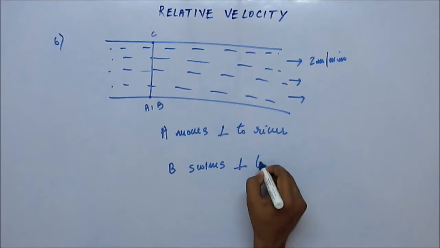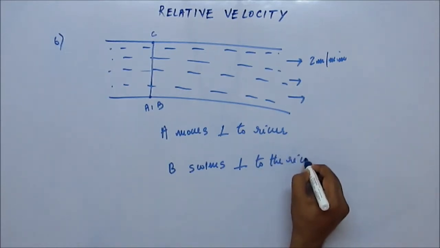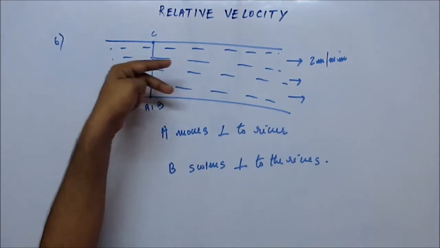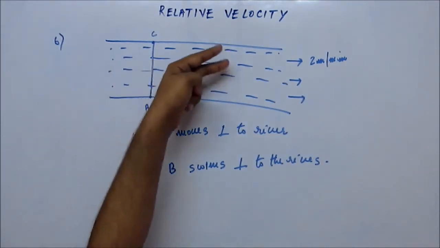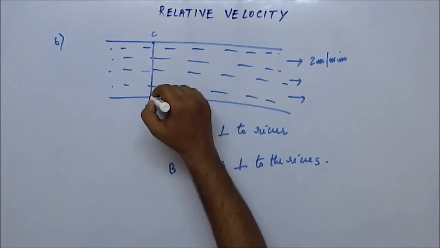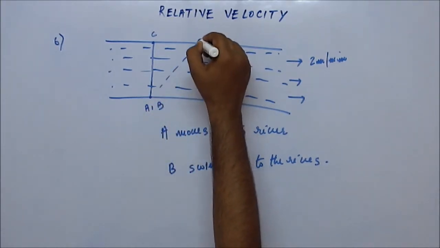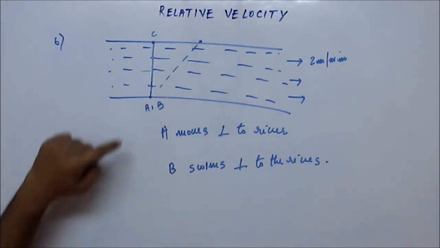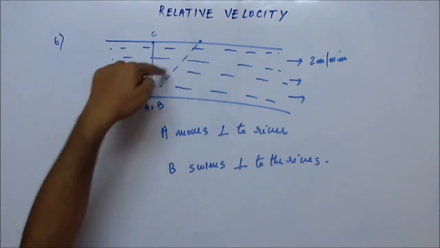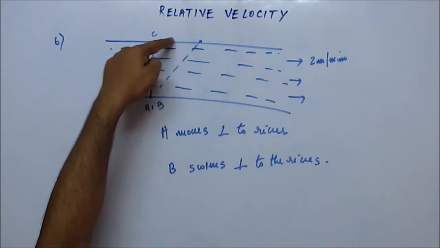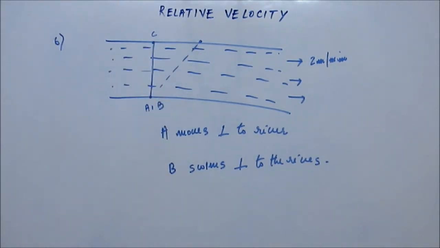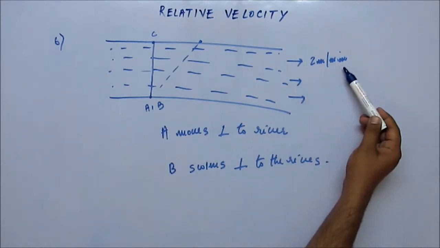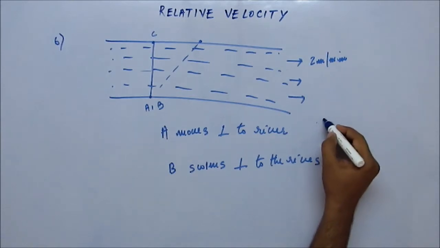swims perpendicular to the river. So it will not go perpendicular to the river, but it will try to generate its own velocity perpendicular to the river, but due to some drag it will not go perpendicular. So maybe B will land up somewhere here, and for the rest of the journey B will come back to C. A goes directly to C, B will swim in this path and then will walk or run and come back to C.